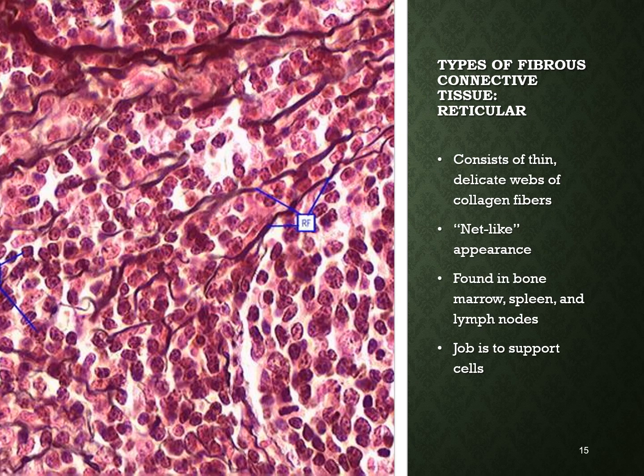Another type of fibrous connective tissue is called reticular tissue. Reticular tissue consists of thin, delicate webs of collagen fibers and is characterized by its net-like appearance. Here you can see the reticular tissues labeled as RF, reticular fibers. Now these fibers are commonly found in bone marrow, the spleen, and the lymph nodes, and the job of reticular tissue is to give support to the nearby cells of the tissue.